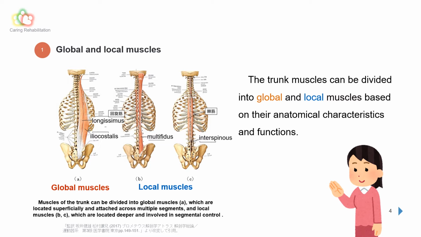The global muscle group mainly includes the erector spinae, longissimus, iliocostalis, rectus abdominis, and iliopsoas. On the other hand, local muscles are located deep in the spine and originate and stop in the spine, providing segmental control and stability of the spine. The local muscle group mainly includes the multifidus, interspinales, and transversus abdominis.